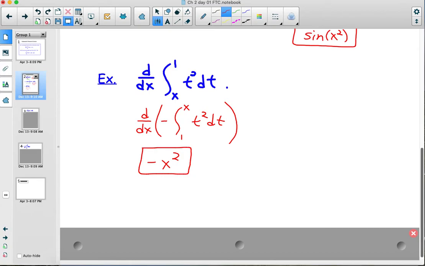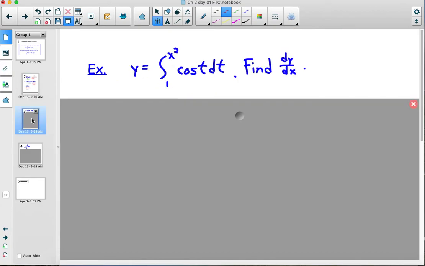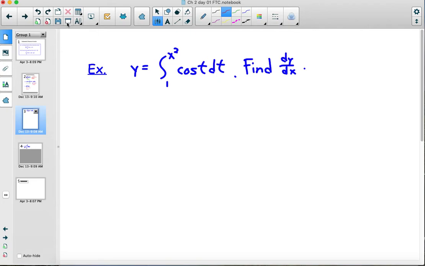And that's it. All right, how about this one? The integral from 1 to x squared of cosine t dt. Find dy dx. What are we going to do about this one? Now, here's where the problem lies, right there. So let's do a substitution.